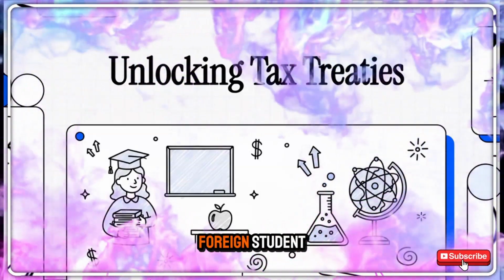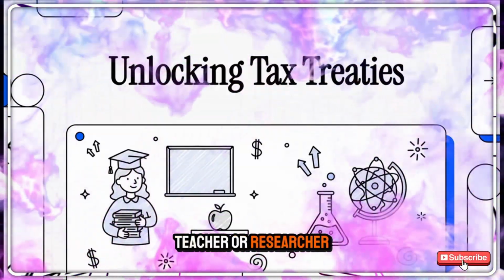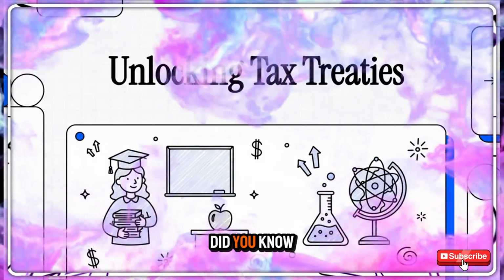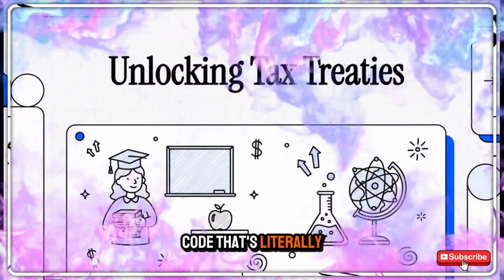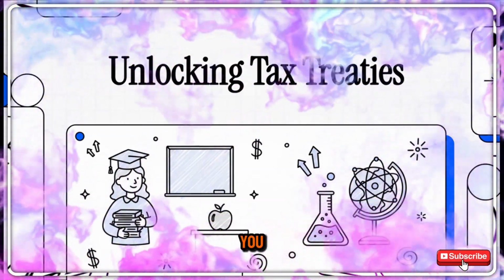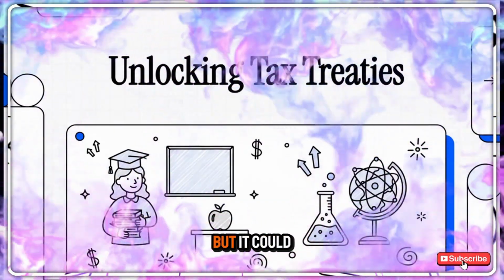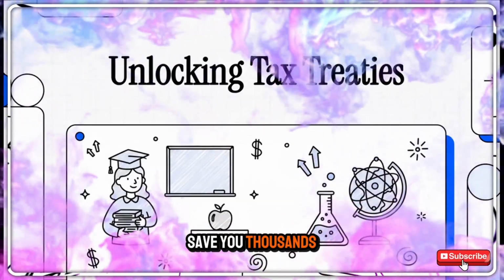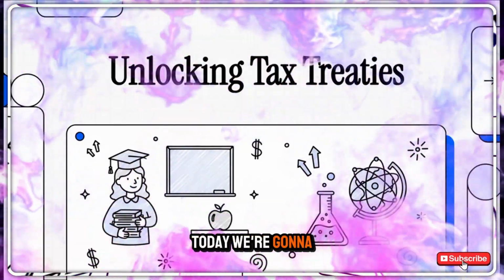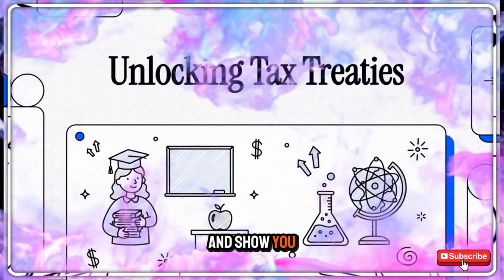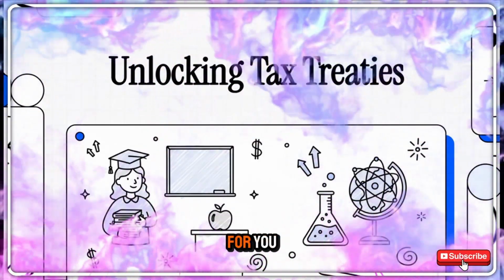So, you're a foreign student, teacher, or researcher here in the US. Did you know there's a part of the tax code that's literally designed just for you? It's pretty complex, and honestly, a lot of people miss it. But it could save you thousands of dollars. Today, we're going to decode these tax treaties and show you exactly how to make them work for you.